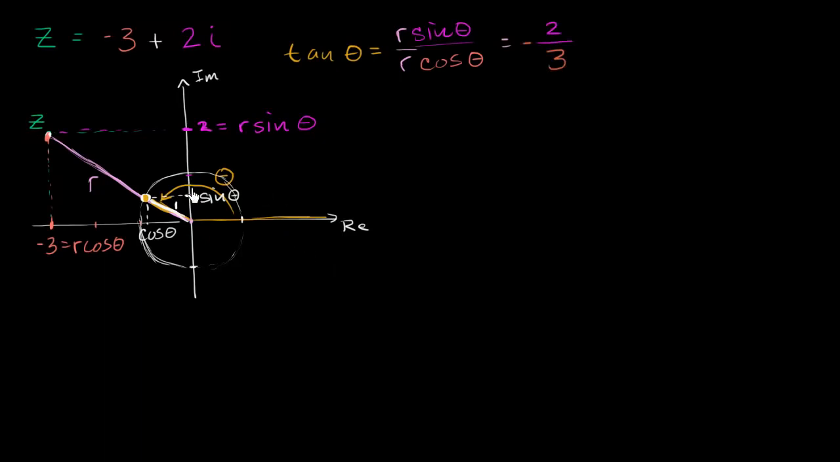Another way of thinking about it is that the tangent of theta is going to be the same thing as the slope of this line right over here. And what's the slope of that line?